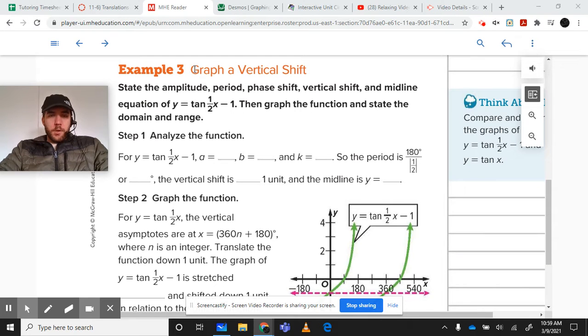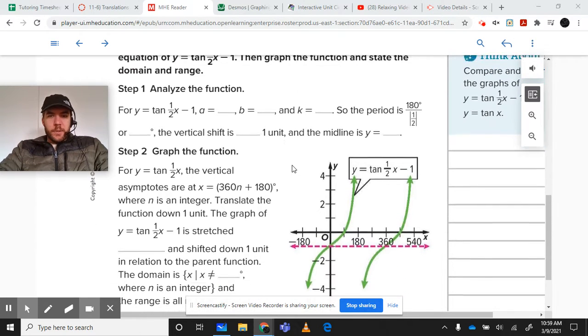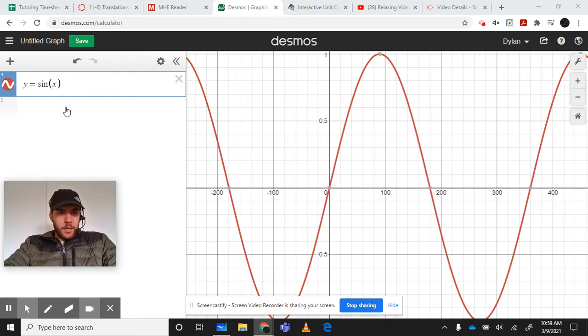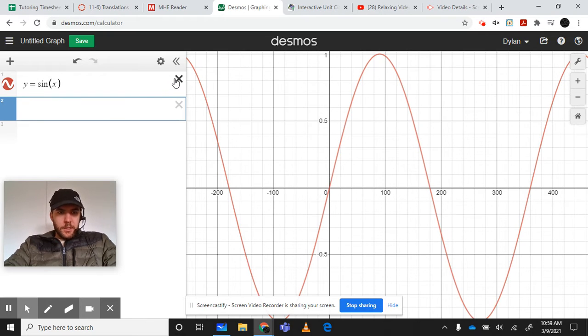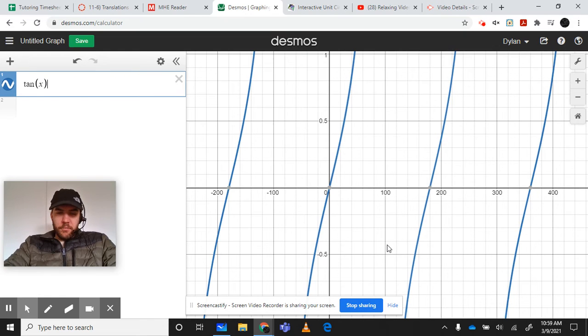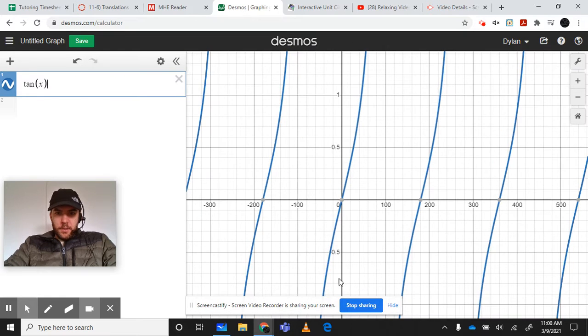Okay, example 3 here, we're going to graph a vertical shift. Now, we skipped over the lesson where they went into detail about tangent graphs, so I'll tell you just a brief thing about them now. With the tangent graph, there are a few differences really, but the main difference, I would say, is that the tangent graph repeats itself every 180 degrees, kind of your standard tangent graph.